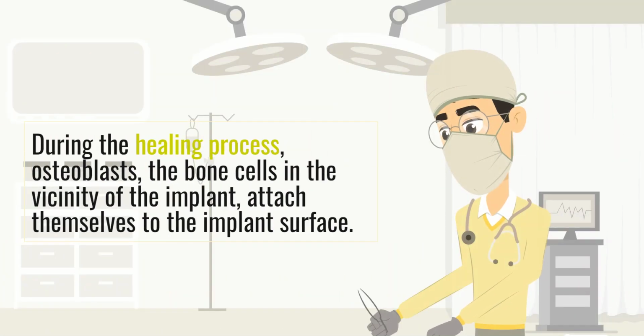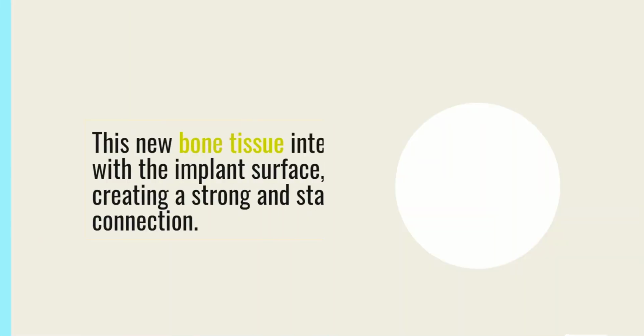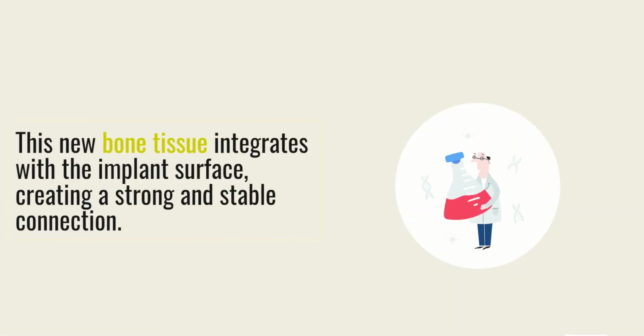During the healing process, osteoblasts, the bone cells in the vicinity of the implant, attach themselves to the implant surface. They then multiply and secrete a specialized matrix of proteins and minerals, gradually forming new bone tissue. This new bone tissue integrates with the implant surface, creating a strong and stable connection.